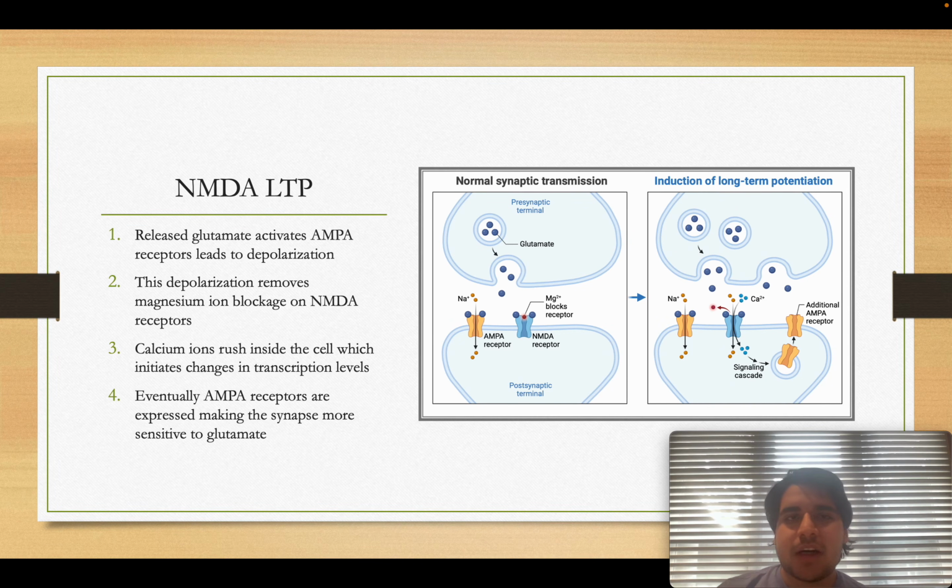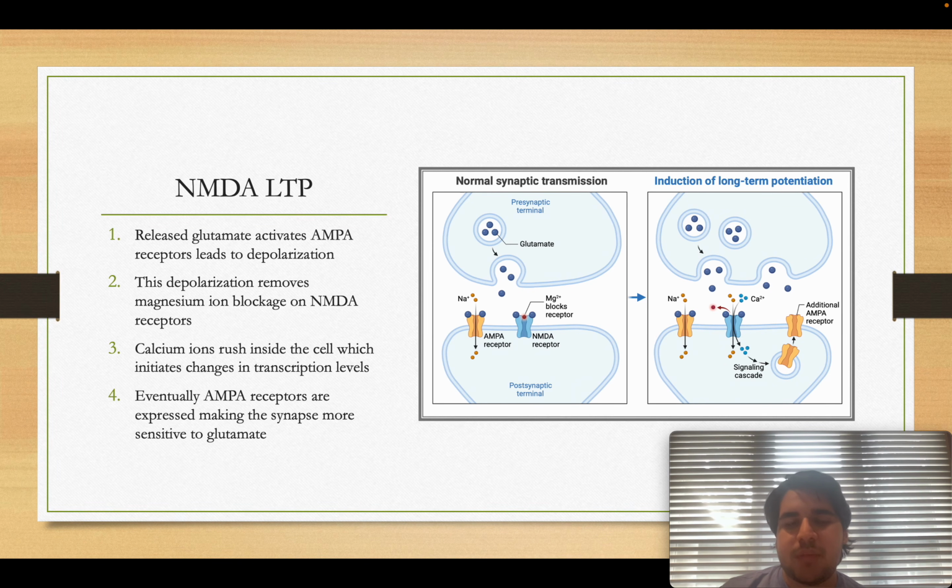So now we will cover a type of long-term potentiation that is very commonly studied. This LTP is dependent on NMDA receptors. If you look at the diagram, basically glutamate is released onto the synapse, and the glutamate activates AMPA receptors, which leads to depolarization.